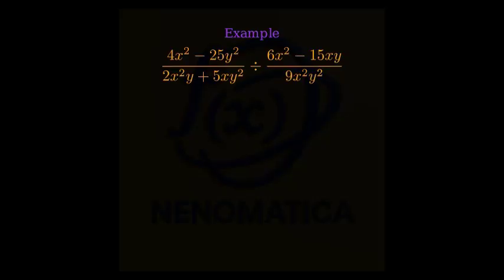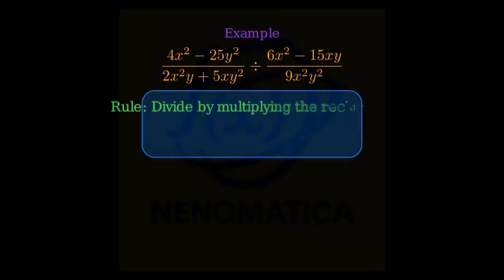Example, we will divide algebraic fractions by following 4 steps. 1. Rewrite division as multiplication by the reciprocal. 2. Factor all polynomials. 3. Cancel common factors. And 4. Simplify coefficients and variables to get the final result. After that, we will summarize and offer a quick challenge. Rule: dividing fractions by multiplying by the reciprocal. We replace division by the reciprocal of the second fraction.